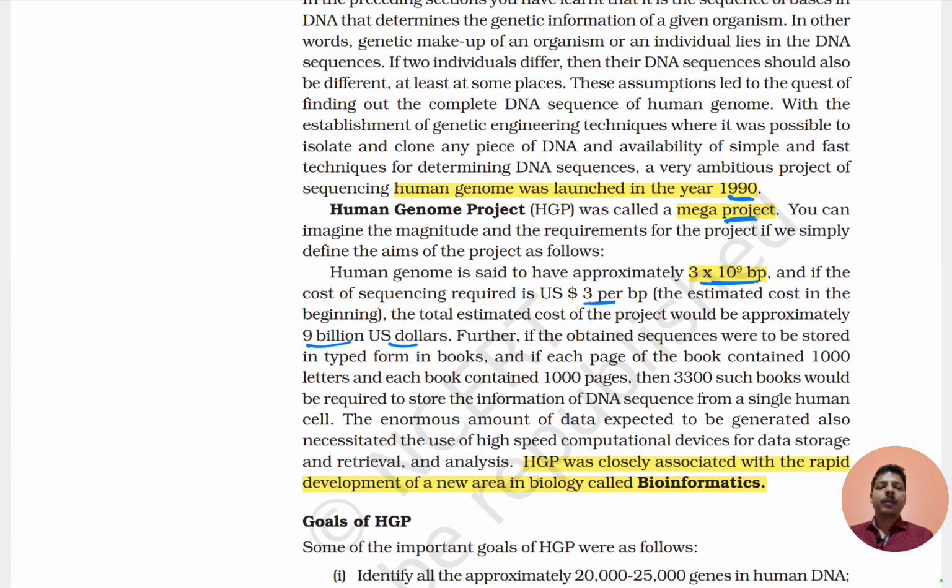And during storage, if each page of a book contains 1000 letters and each book contains 100,000 pages, then 3300 such books would be required to store information of DNA sequences from a single human cell. And the Human Genome Project was closely associated with the rapid development of a new area in biology called bioinformatics.